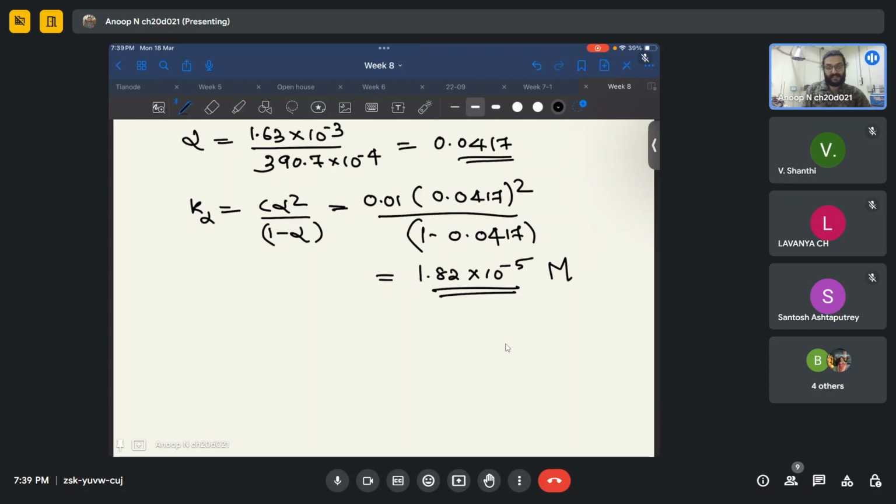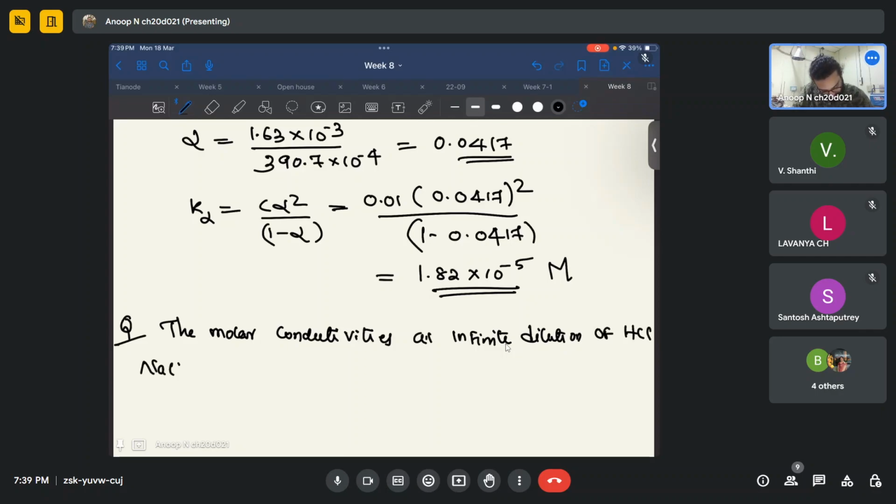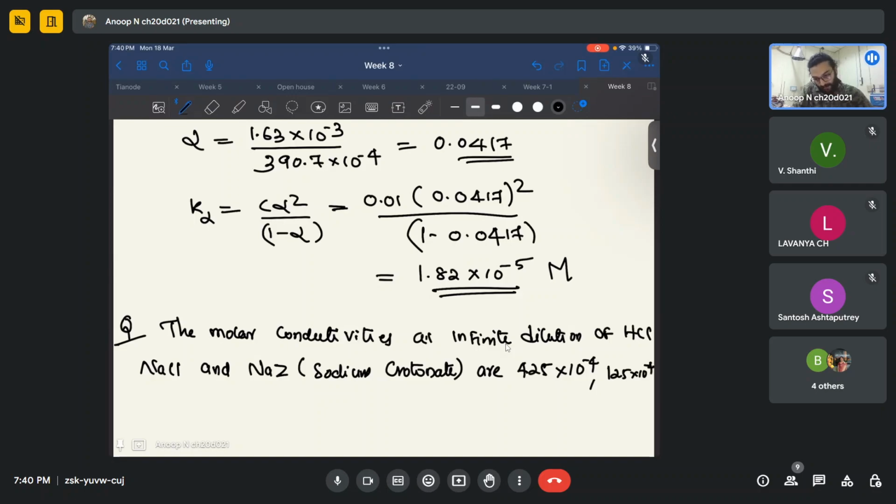So let's solve one more problem and we'll just see the Excel calculations. Yeah, last question. The molar conductivities at infinite dilution of HCl, NaCl and NaZ, that is sodium protonate, are 425 into 10 raised to minus 4, 125 into 10 raised to minus 4 and 80 into 10 raised to minus 4 Siemens meter square mole raised to minus 1 respectively.